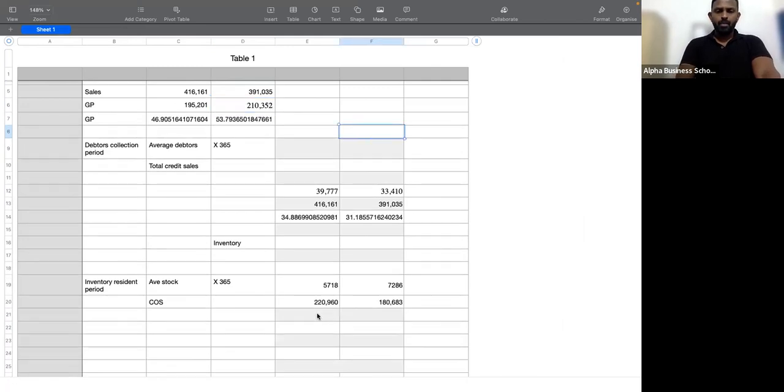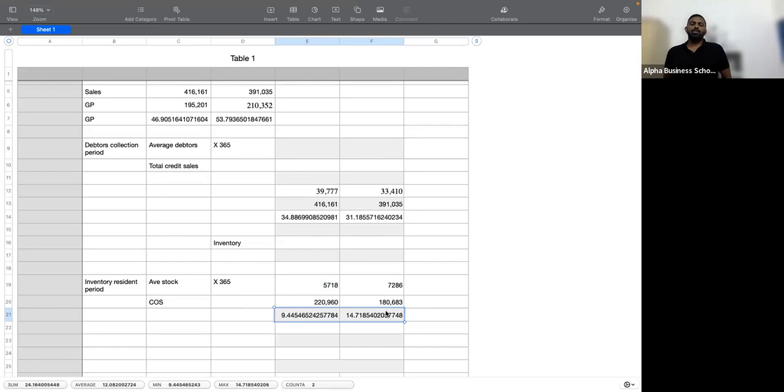Okay, so now I compute the inventory residence period. It is equal to average stock divided by this, multiplied by 365. So this year they have kept the inventory for 9 days roughly. Last year it was 14 days. Last year it took them 14 days to sell the stock. But this year it is taking them only 9 days to sell the stock. So it looks good. It looks great, right?